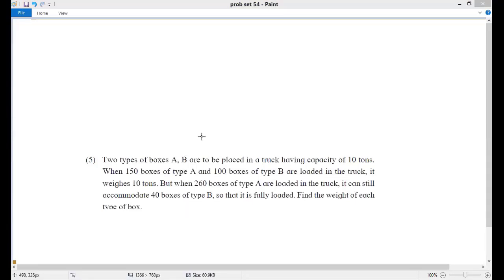So students, let's consider two boxes here, A and B, and we have to find the weight of each box. So let the weight of A box be X tons and the weight of B box be Y tons. And we are going to work on the equations.